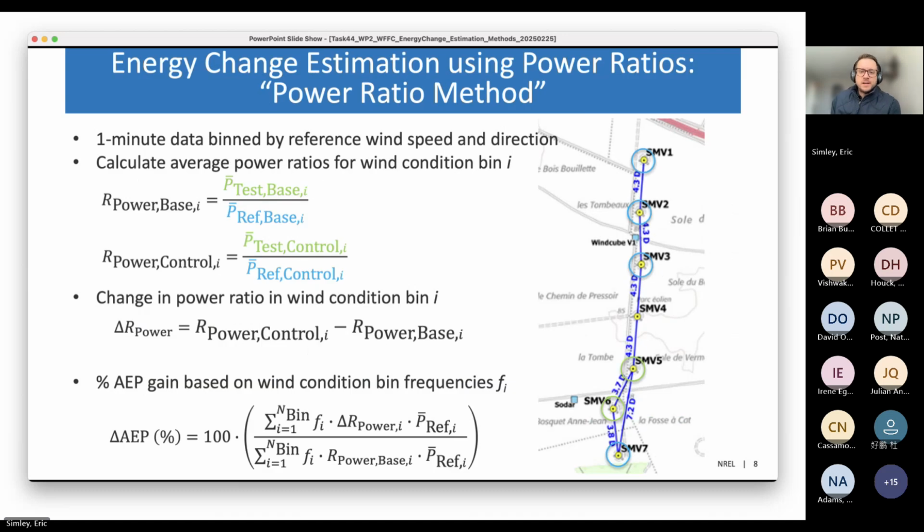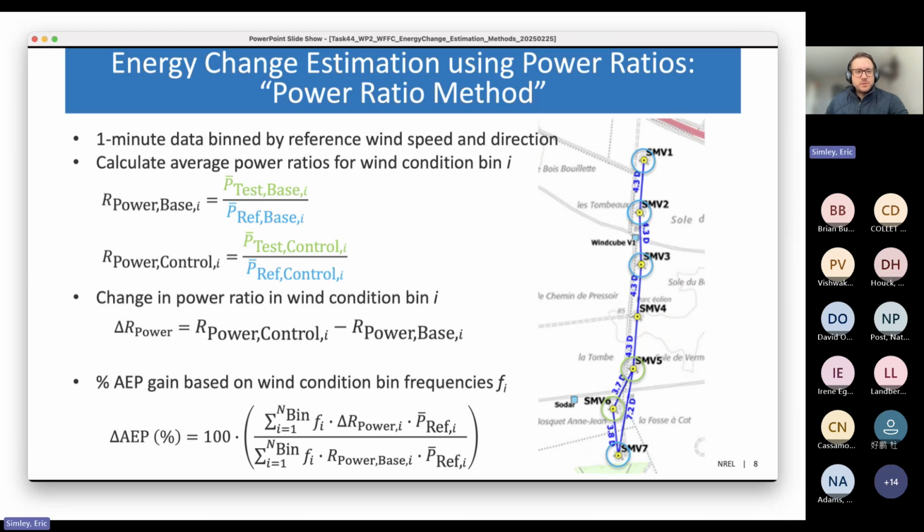All right, so now talking about estimating the change in energy between the wake steering and baseline control periods using what I'll call the power ratio method. And this is where we bin our 1 minute data by the reference wind speed and direction. Typically use 1 meter per second wind speed bins and maybe 2 degree wind direction bins. Could also bin by other variables like turbulence intensity, but for this we just used the wind speed and direction.